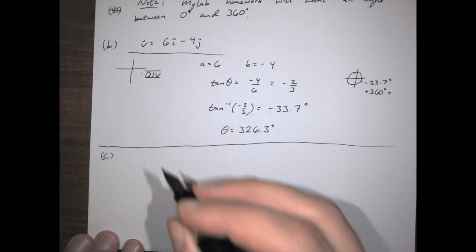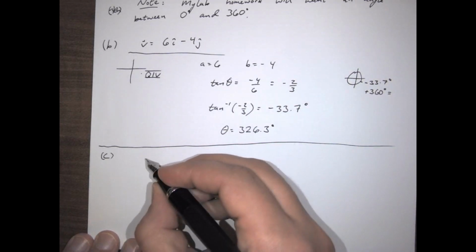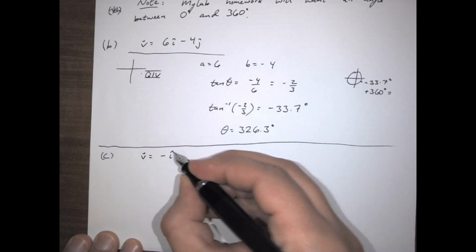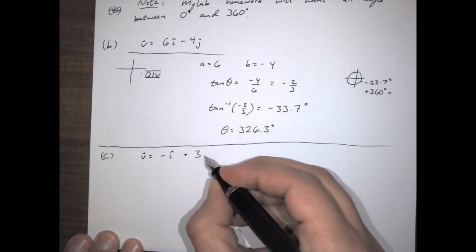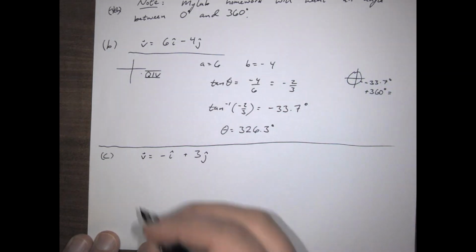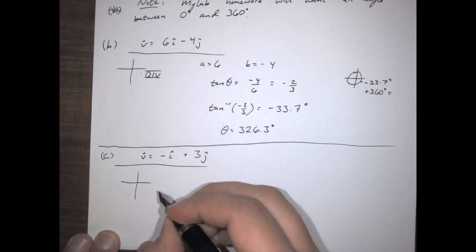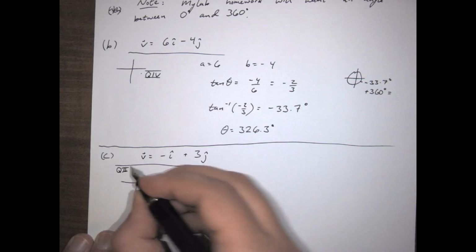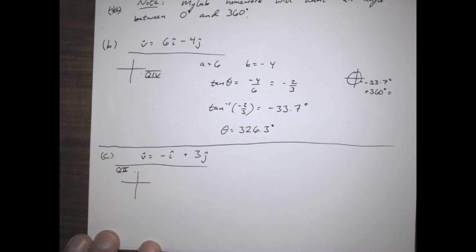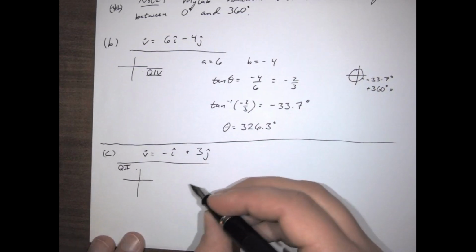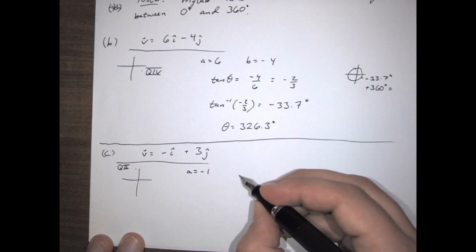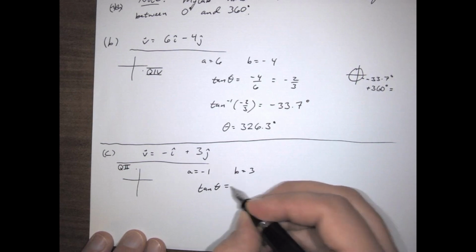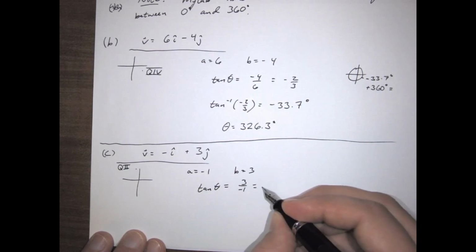All right, now last one here, let's go with v equals negative i plus 3j. So once again, a quick sketch of where the quadrant is here. We're in quadrant 2. Good to know. Okay. So a is negative 1, the coefficient of the i. The b is 3. Well, then the tangent of theta is equal to 3 over negative 1, which is just equal to negative 3.